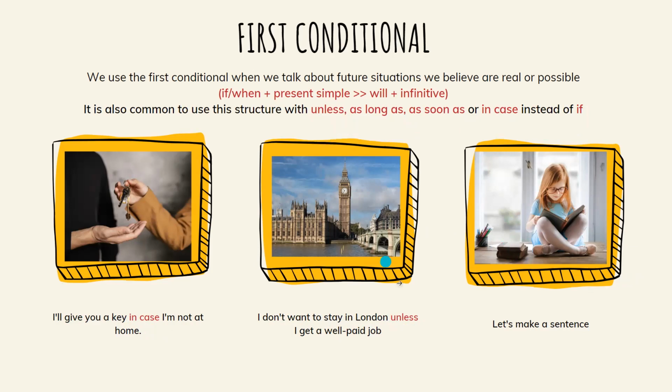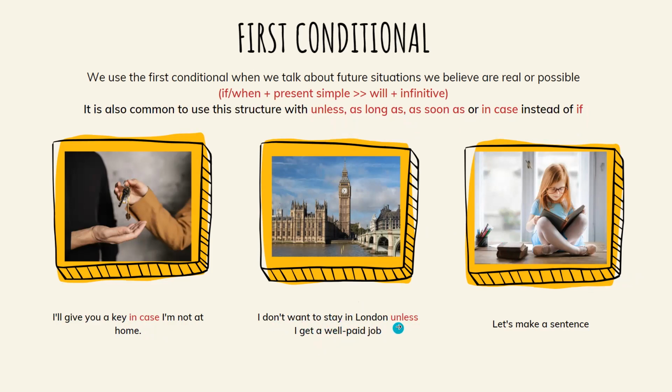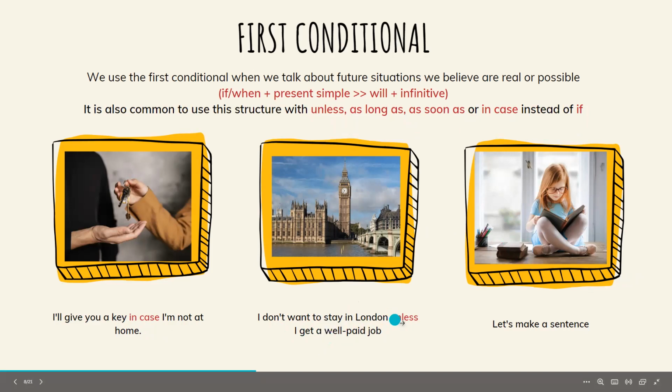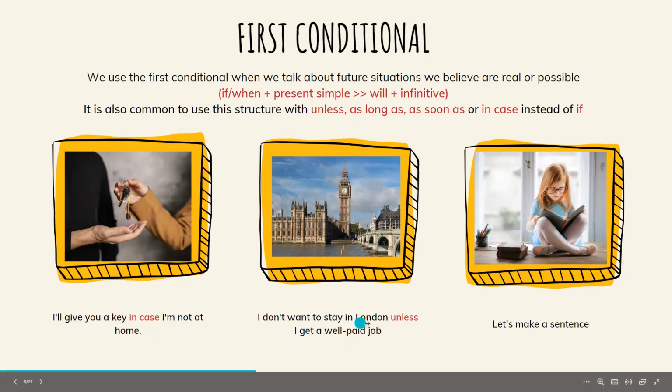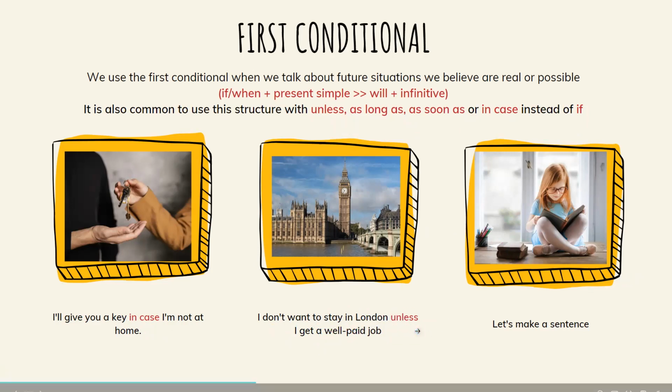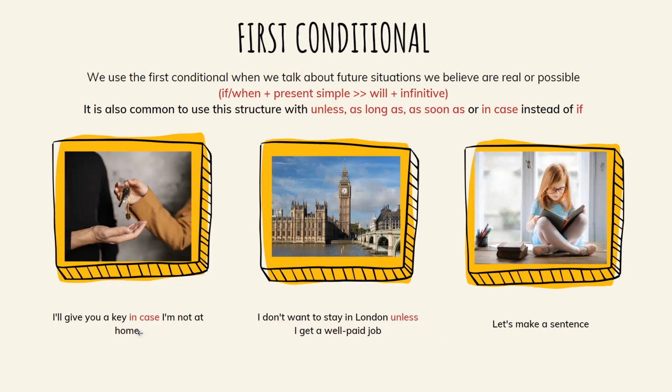Unless means if not, right? We can paraphrase this sentence in a bit different way. I don't want to stay in London if I don't, you see, unless equals if not. I'm sorry. I don't want to stay in London if I don't get a well-paid job. You see, instead of unless, we can use if not, if I don't, right? So unless means if not, in case means like if I am in that situation, okay?